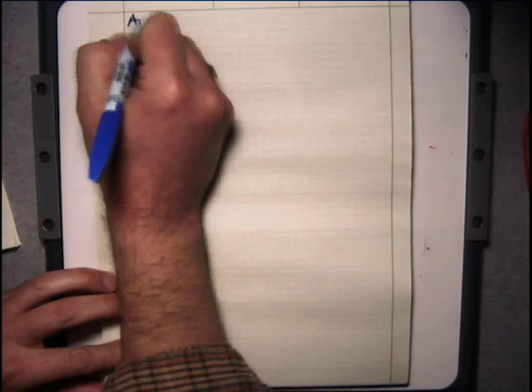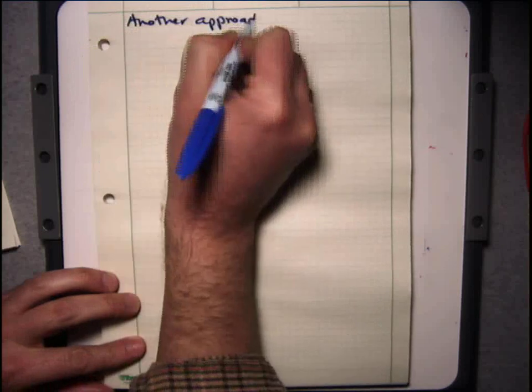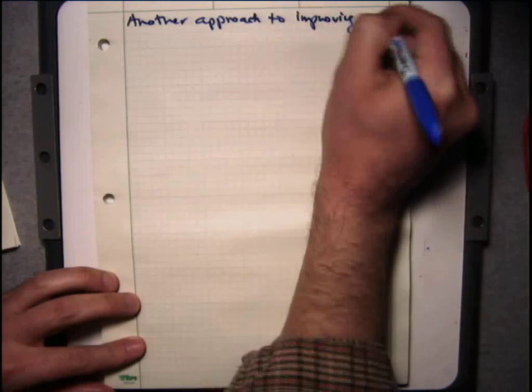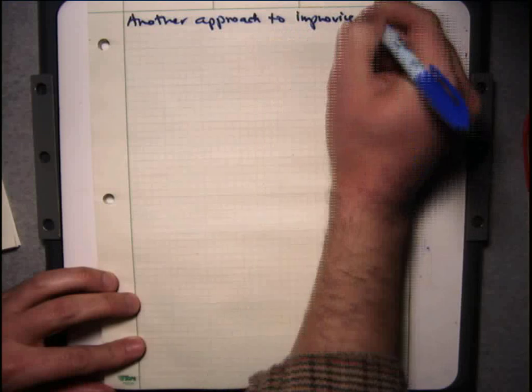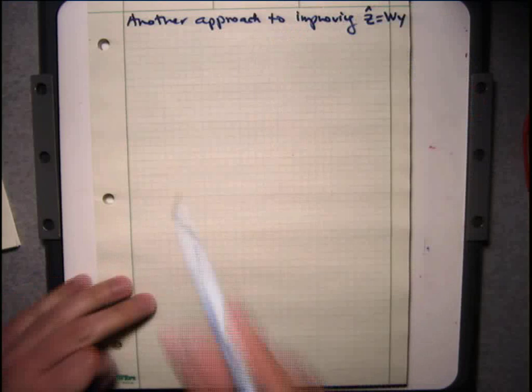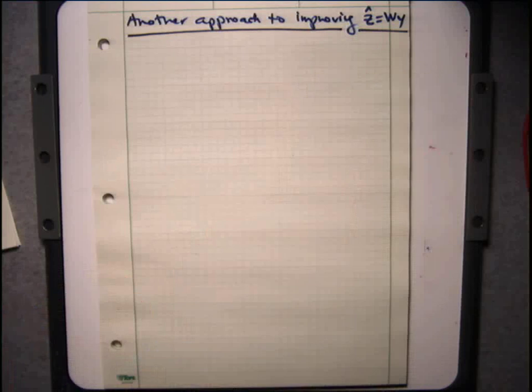Okay, so now we've talked about one way of trying to improve these estimators, z hat equals w times y. Let me give you an idea of another way to do this. So this is another approach to improving z hat equals wy.